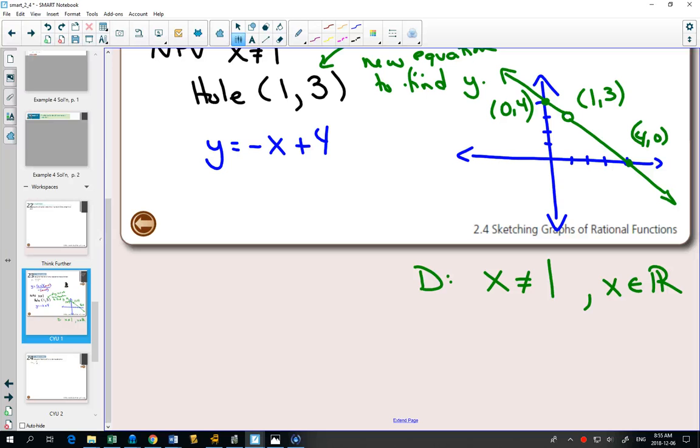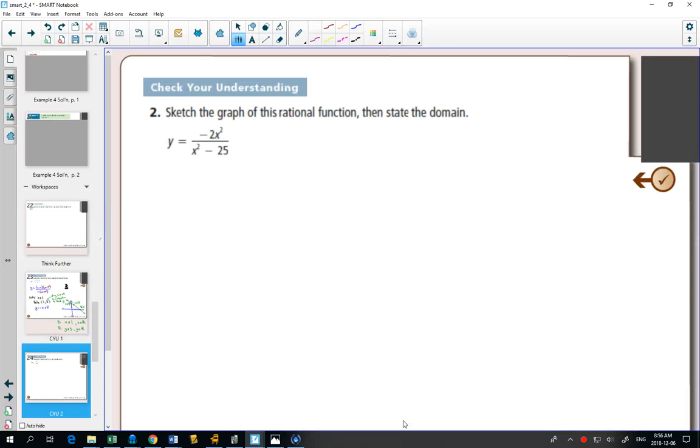Okay, same thing with your range. Your range, y can't equal 3, but y could be everything else. Perfect. Okay, example number 2.